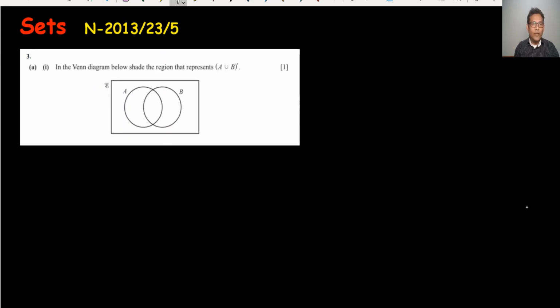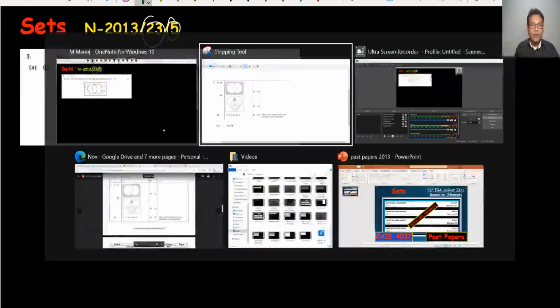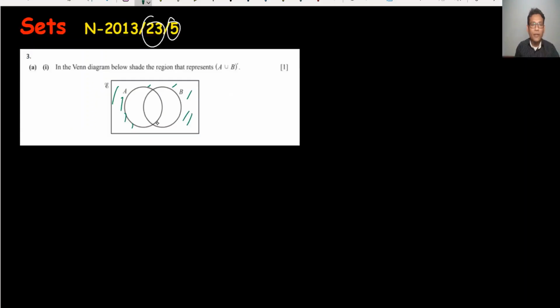Question number 5 from 2013, variant 23. Let's start. In the Venn diagram, shade the region A union B whole complement. A union B whole complement in this one, and this one. And complement means this is A union B, and we do not need A union B. That means we have to shade the outer part, the first part, and the answer is absolutely right.